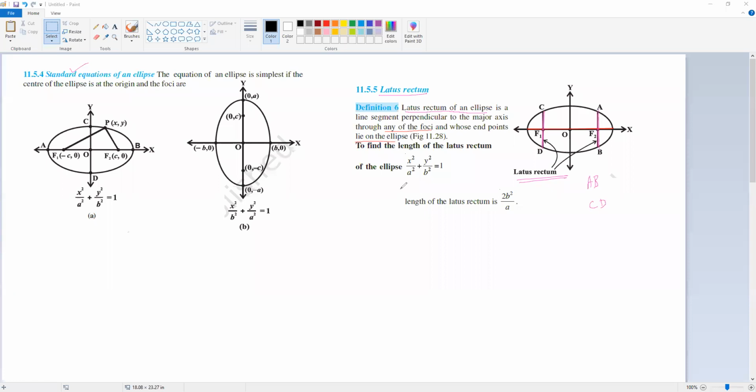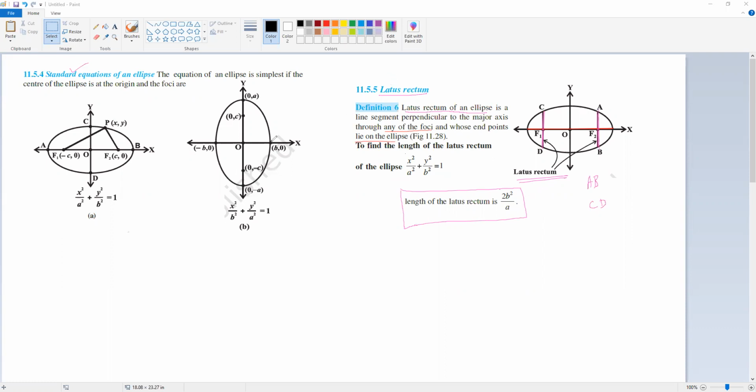And the length of the latus rectum is equal to 2b square by a. Its proof is also in the textbook. You can go through that, but just keep this formula in mind. In the case of a parabola, the length of the latus rectum was 4a, and here the length of the latus rectum is 2b square by a.